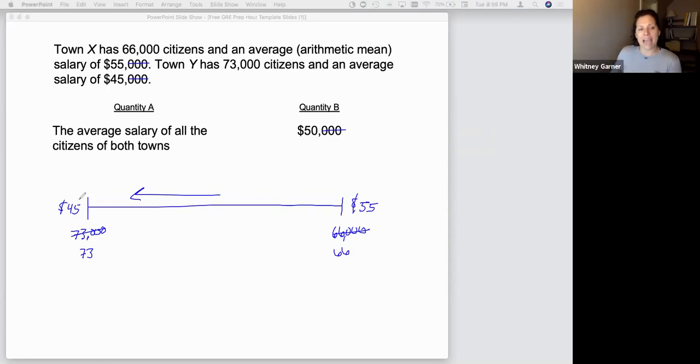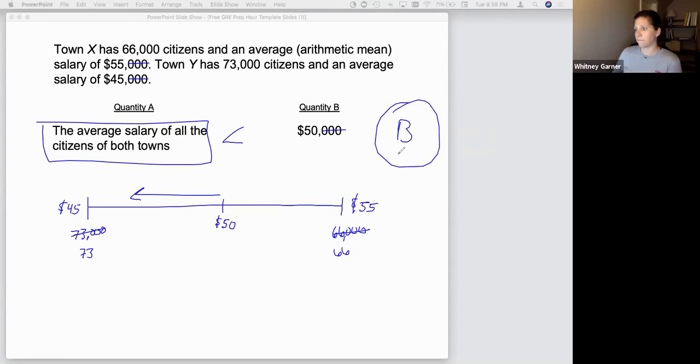Now, if the actual average between 45 and 55 is 50, because that's halfway between the two, then the average of all the citizens together is going to be less than that. And so once again, it's quantity B. Here's the fun news, right? If you can get comfortable with this, you'll be amazed at how often you can apply this same idea to very different kinds of problems.